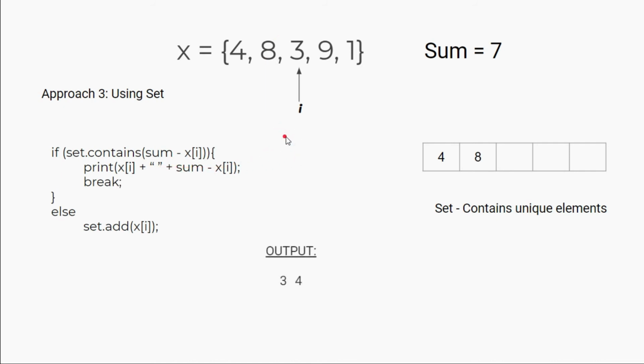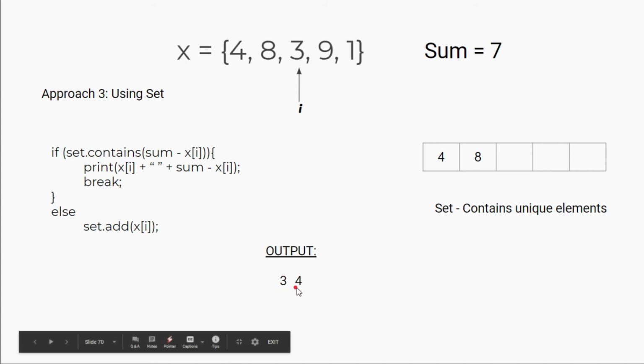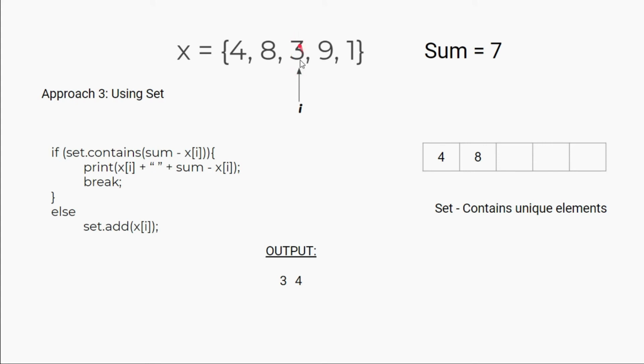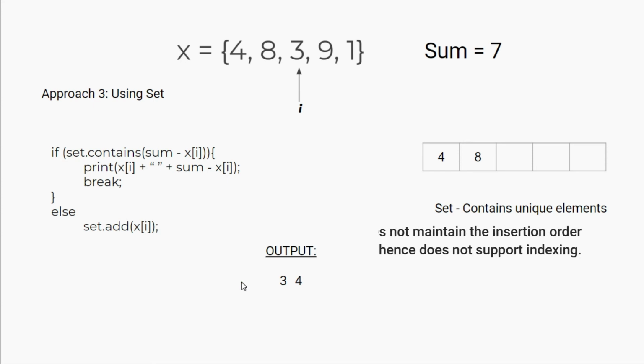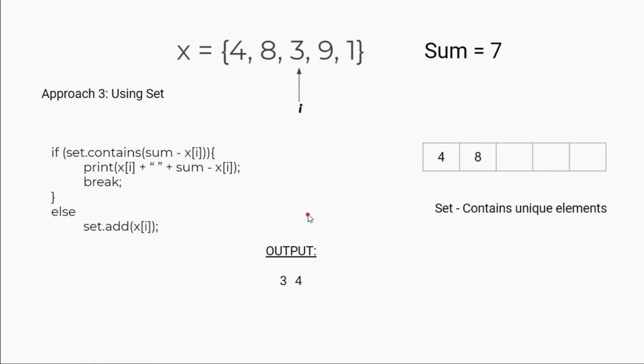And if we find that element, we will print those two elements, the current element and the complement of that element. Remember, this method will work only if we have to print the elements. If we have to print the indices of those two elements, then this will not work, because set does not maintain the insertion order of the elements, and hence it does not support indexing. So we are not able to return the index of that element if we use set here.